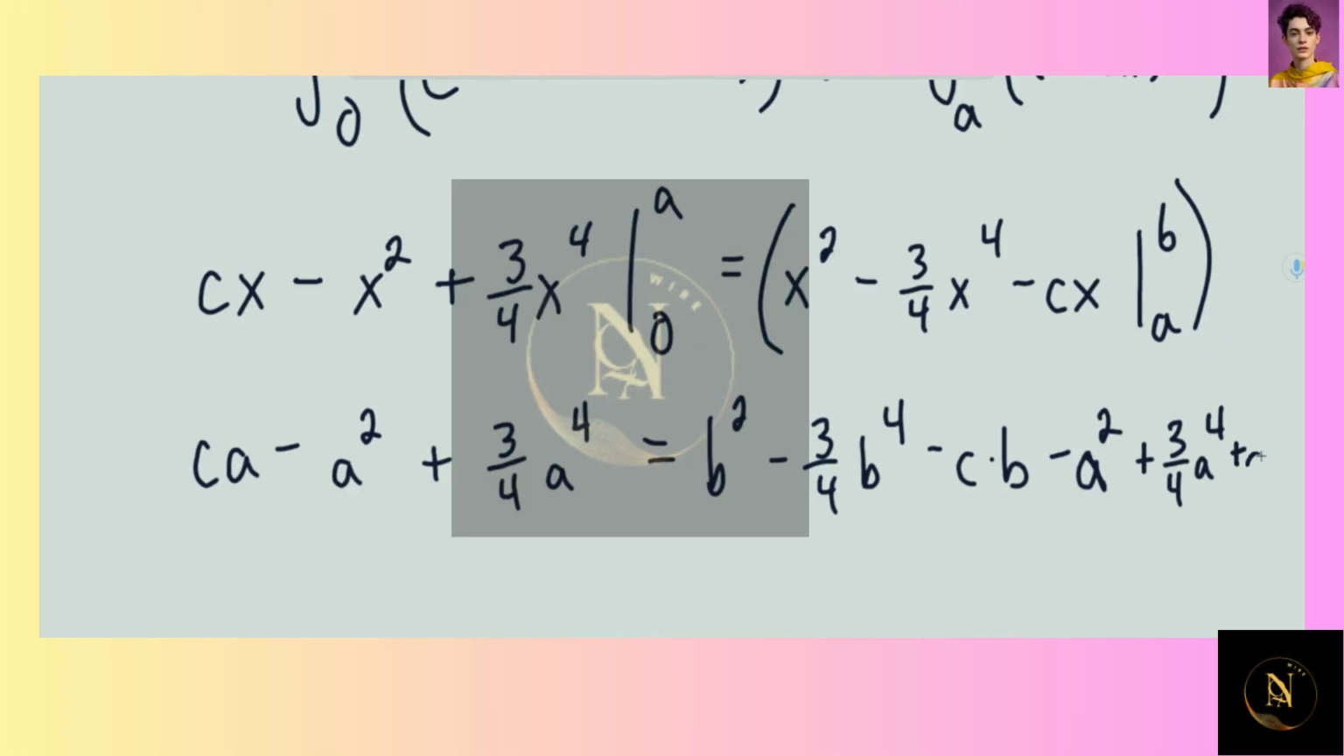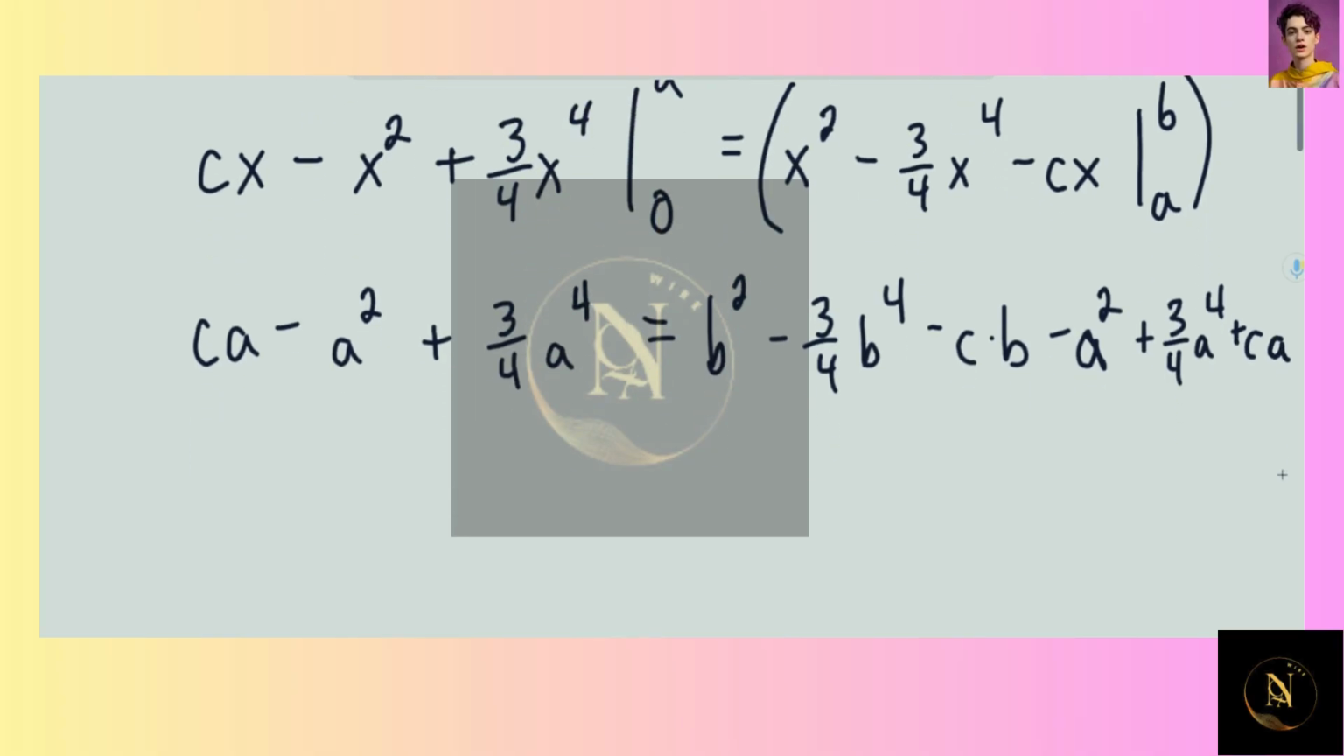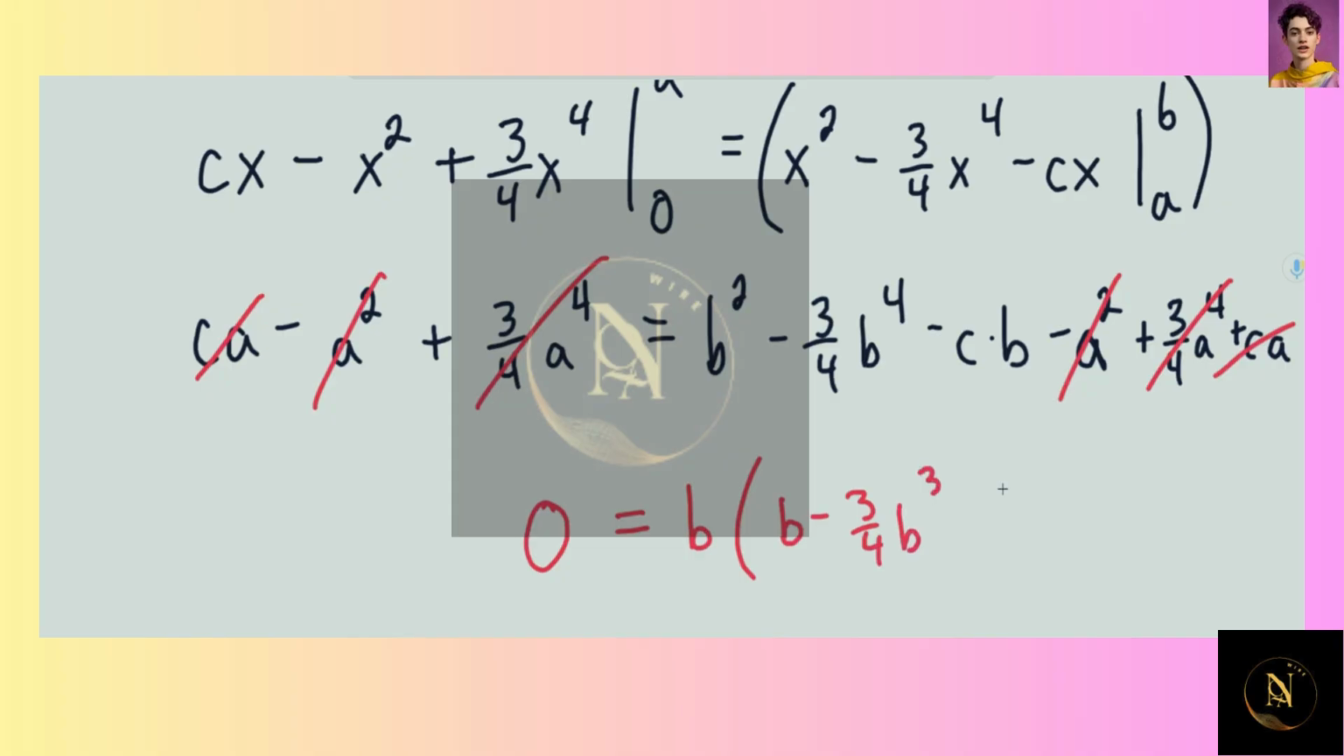So plus ca. Now that I'm looking at all that, all of these terms, I would add a squared to the left side, so that would cancel. Subtract 3/4 a to the 4th to the left side, that would cancel. Subtract ca to the left side, that would cancel. So we have 0 is equal to, let's see, we could factor out a b in all of this. So we're looking at b minus 3/4 b cubed minus c.